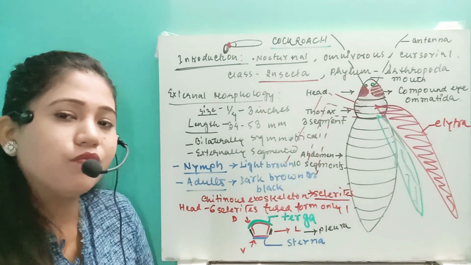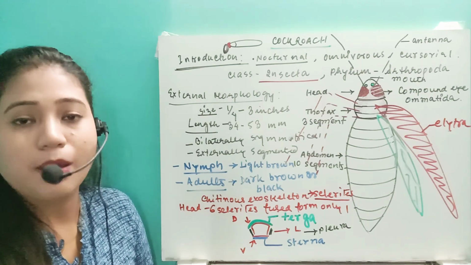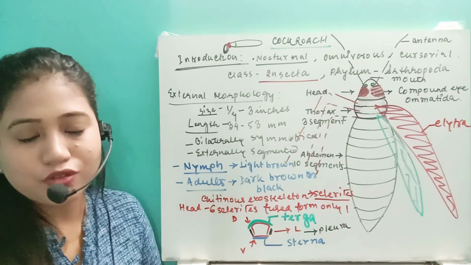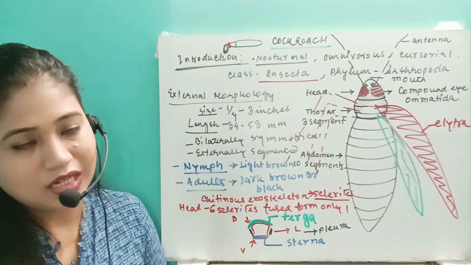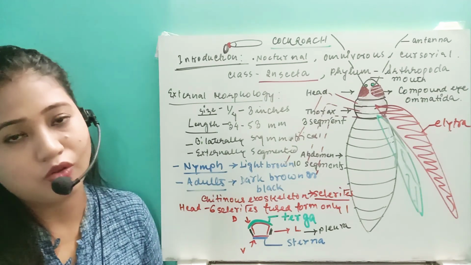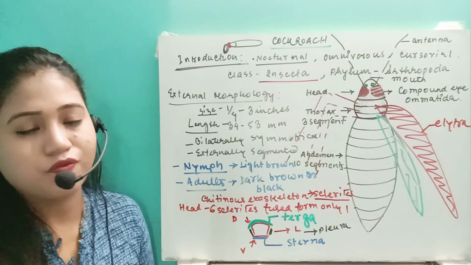In the next video, we will continue the morphology. We will see in detail the different apertures and the legs and the proper structures of the mouth part. Everything we are going to see in the next video. Till now, this is just the introduction of the cockroach. Hope you have understood. Another part of the morphology will come next.